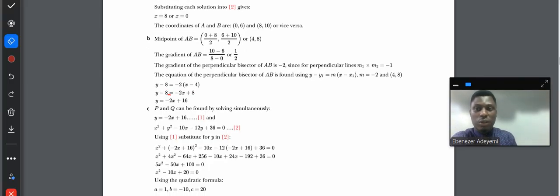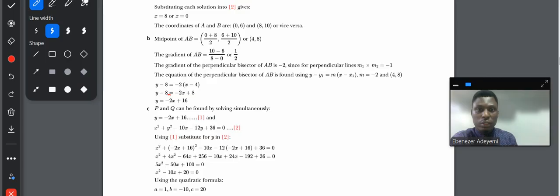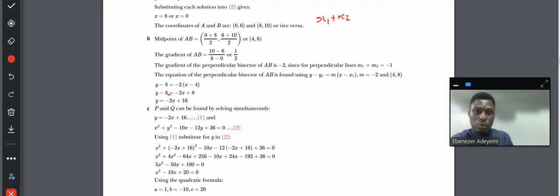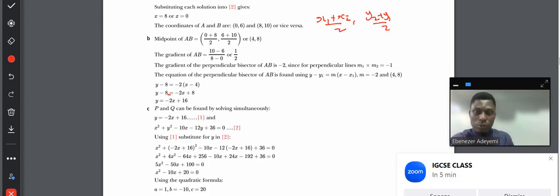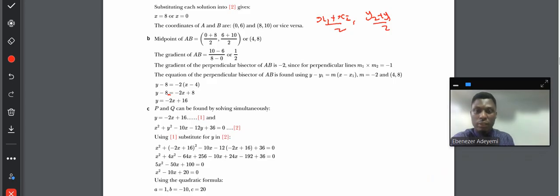So the midpoint of the coordinates (0, 6) and (8, 10). In one of our episodes, I've taught you how to calculate midpoint. Midpoint is the average of the x components, that's x1 plus x2 all over 2, and the y part will be y1 plus y2 all over 2. I have 0 plus 8 over 2, and 6 plus 10 over 2 for the y component, which will give me (4, 8).